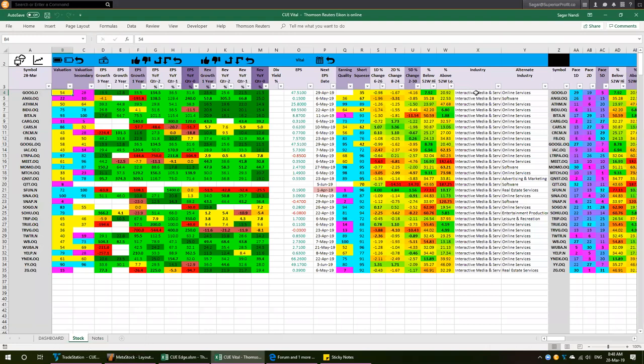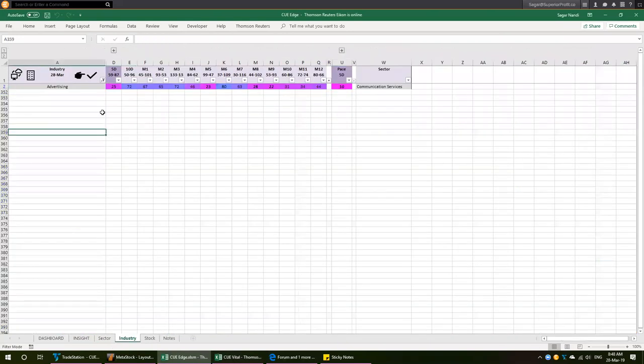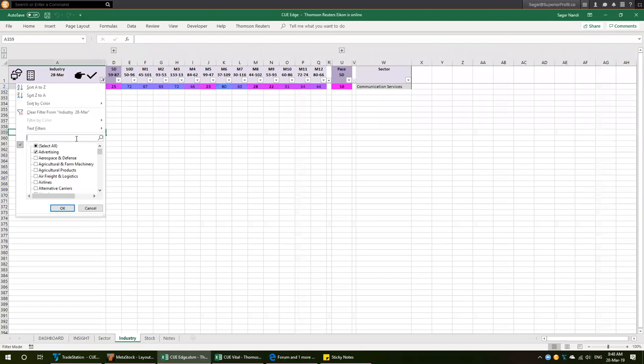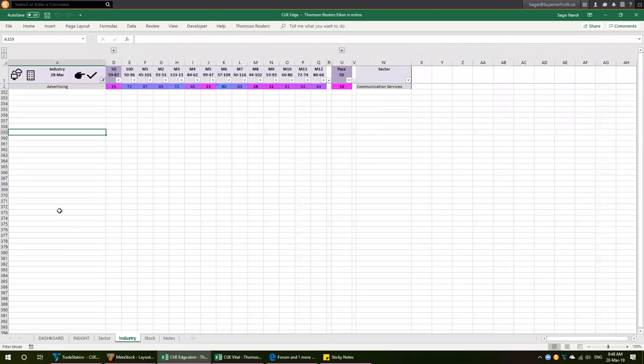What about the industry strength? Interactive media and services. The industry is not very strong. It's in the middle. Neither magenta nor cyan, in the middle. In the current market, this is probably the best setup that we saw so far for buying.